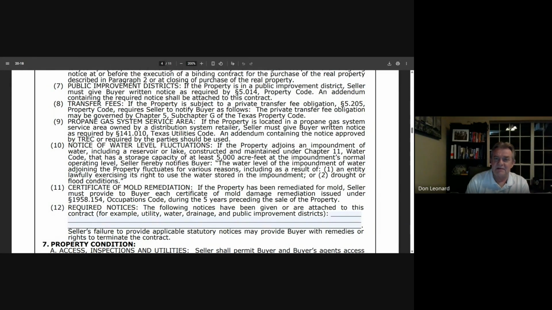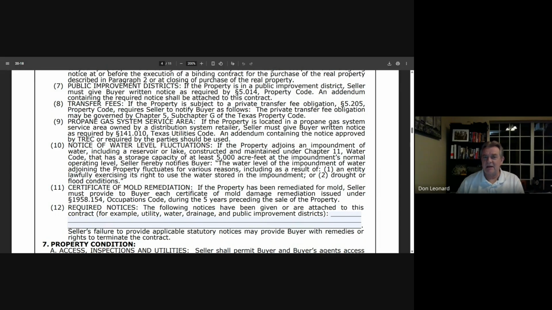7, public improvement districts, what we call a PID. If the property is located inside of a public improvement district, that means those properties are subject to a fee that has to be paid for a certain amount of time. And it's usually because either a city or a county or somebody has come and done some kind of capital improvement, and they're charging the homeowners for that capital improvement. Curbs, gutters, sidewalks, whatever.